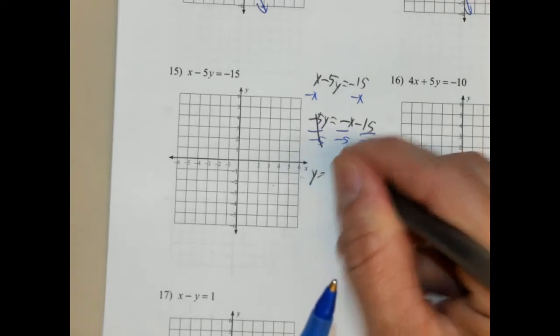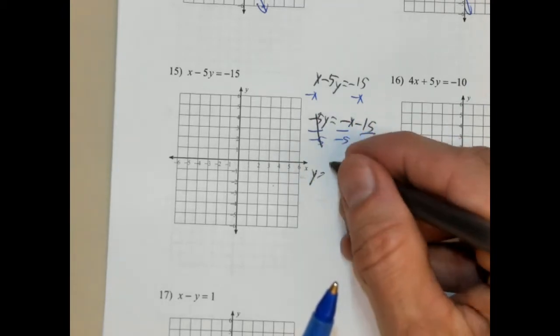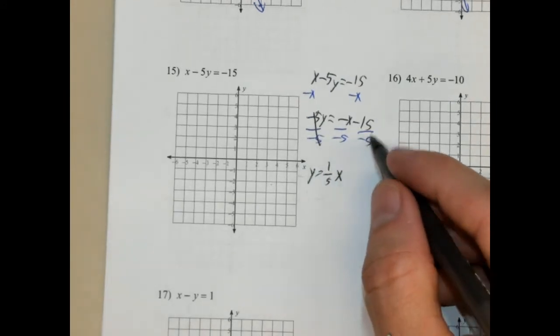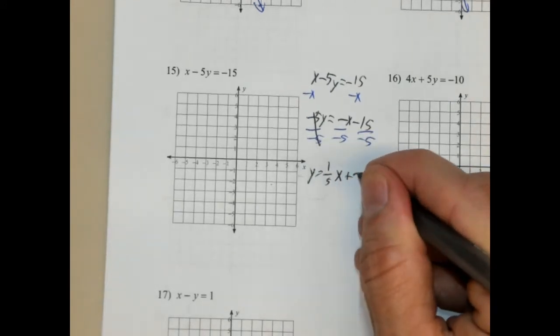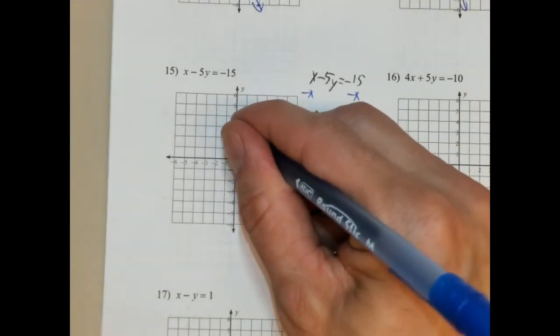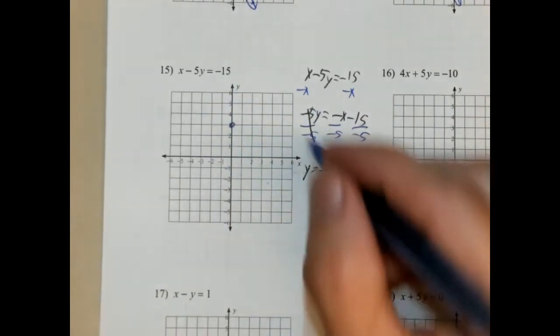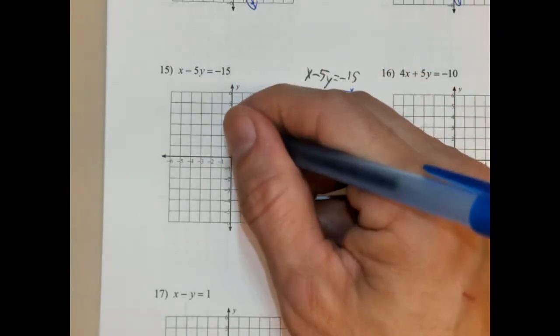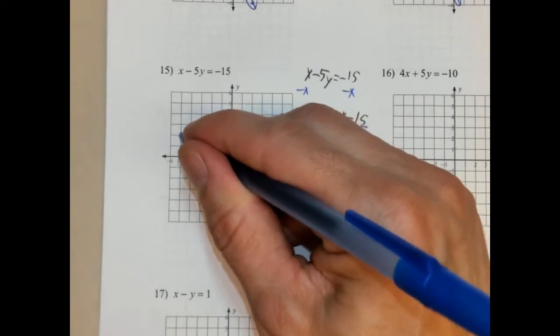So y equals, okay, that's negative 1 over negative 5, so that's 1/5. So 1/5 x. That's our rate of change. And then negative 15 divided by negative 5 is positive 3. That's why we write it like that. It makes it easier. Positive 3 is our y-intercept. And then 1/5 is our rate of change, so up 1 over 5. And then down 1, left 5. There we go.